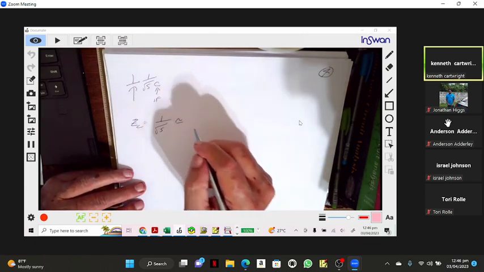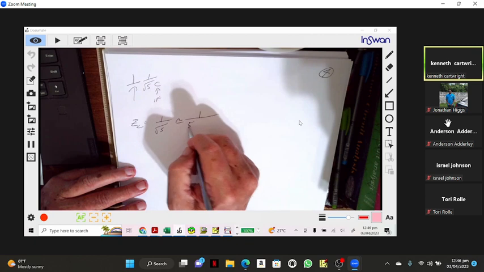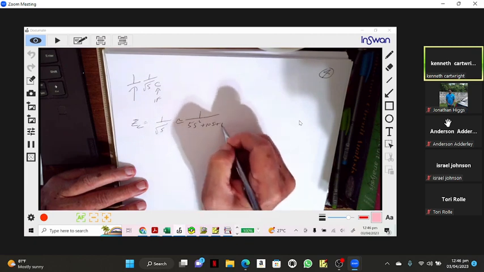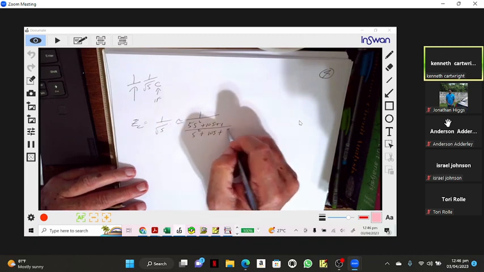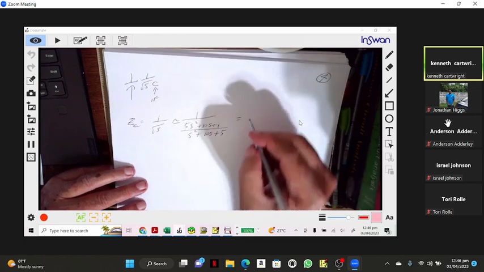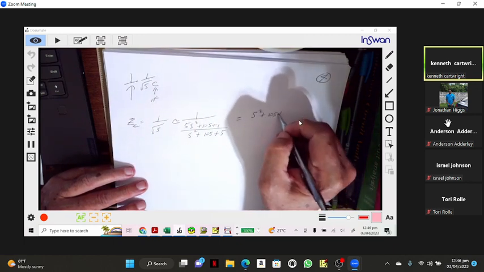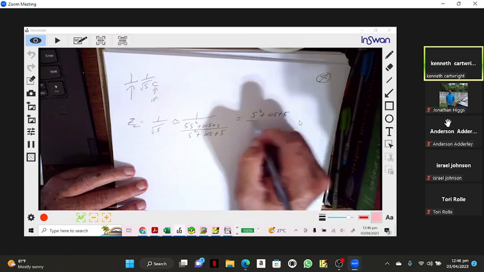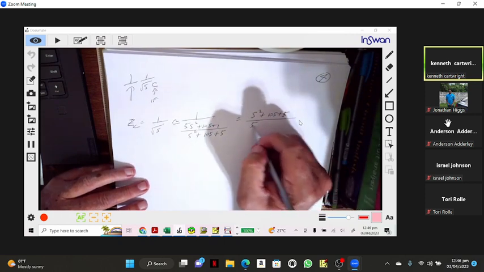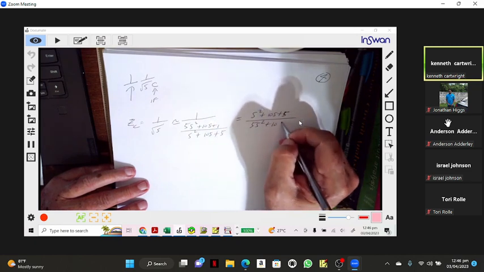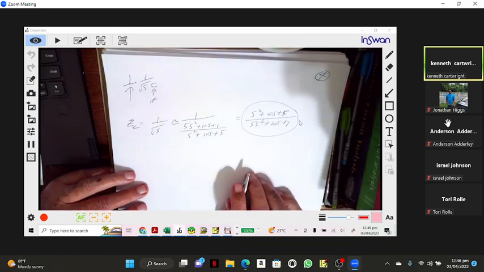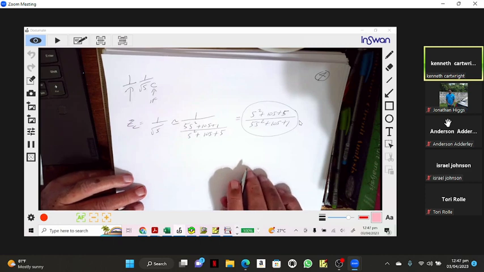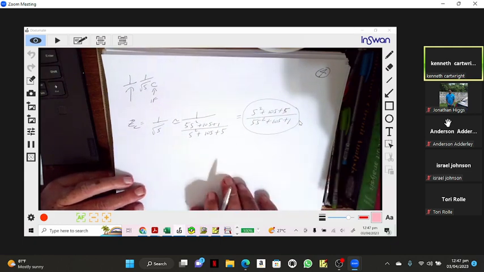And I just showed you that is approximately 1 over (5S squared plus 10S plus 1) over (S squared plus 10S plus 5), which is (S squared plus 10S plus 5) over (5S squared plus 10S plus 1). So this is the impedance we want to implement.